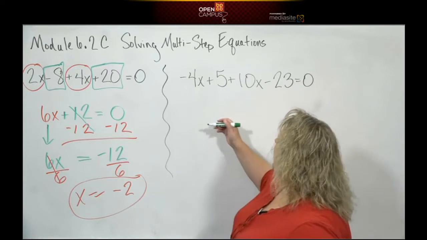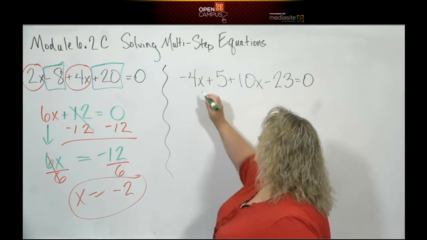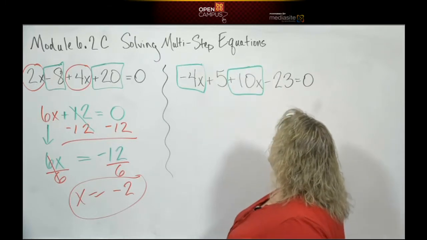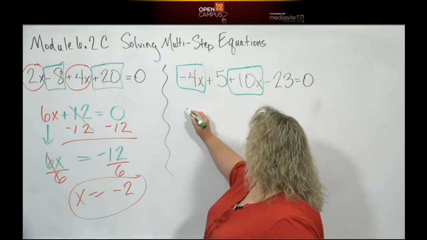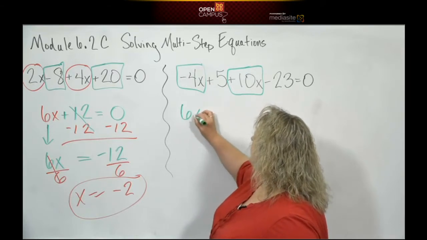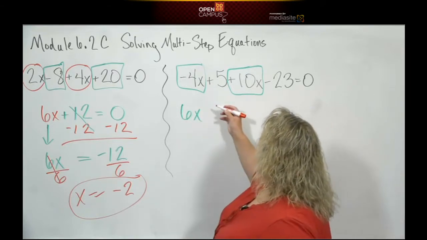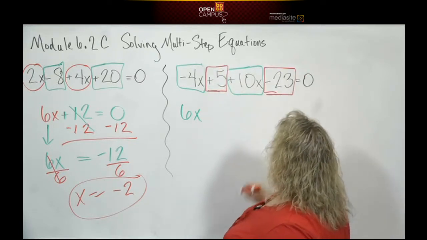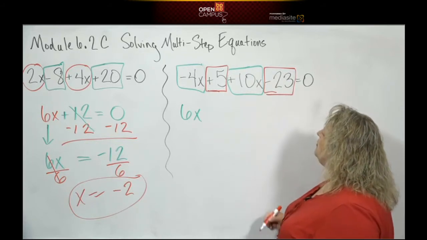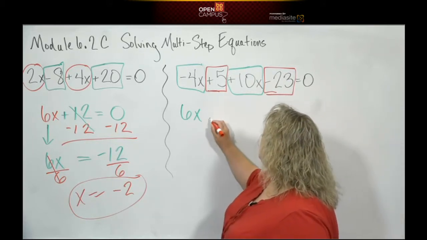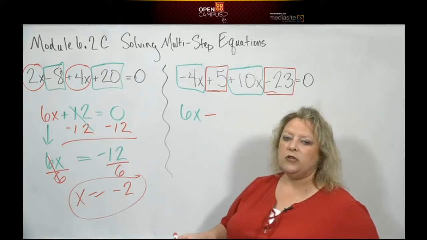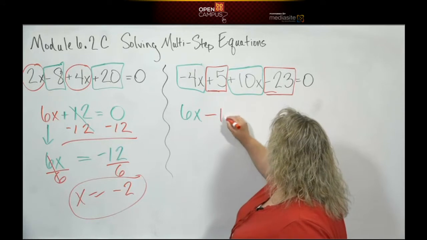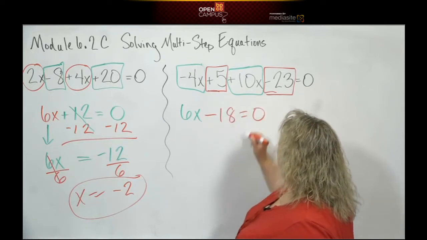So our next one has -4x and a +10x. Those are my two terms that have variables in them, so let's put those two together. They have different signs, so I'm going to subtract and take the sign of the bigger number, which is 6x. Then I have two constants, which would be +5 and -23. I want to put those two together. They have different signs, so I'm going to subtract and take the sign of the bigger number, which in this case is a negative. So 23 take away 5, that should give me 18, and it's negative.